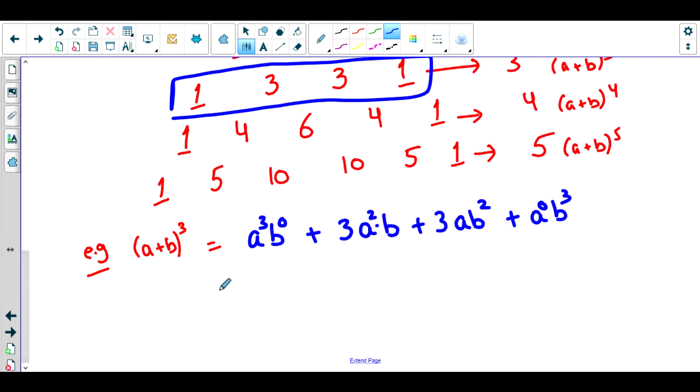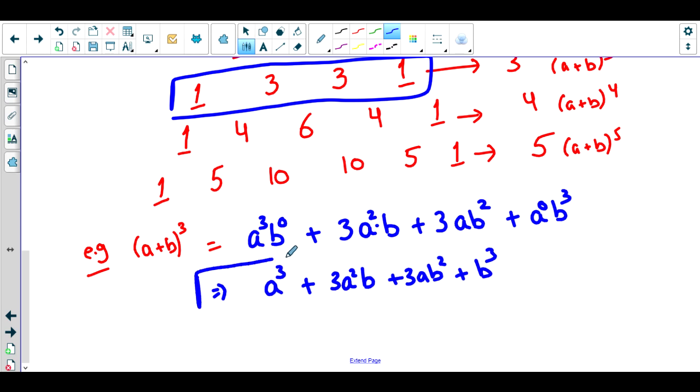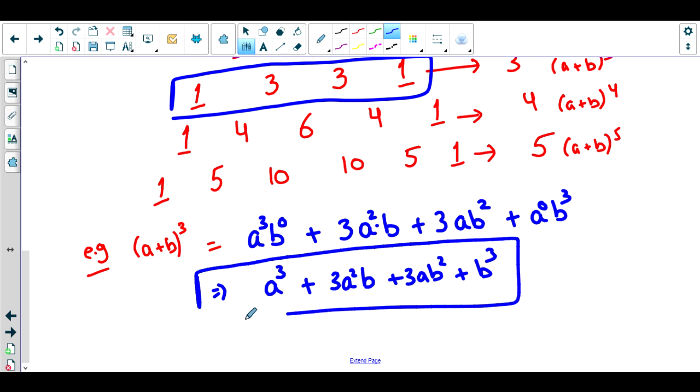So you directly get the formula of a plus b whole cube, which is a cube, because b power 0, anything raised to power 0 is 1, and we have here 3a square b plus 3ab square plus b cube. We got this one directly. Similarly, we can use it for a plus b power 4 and a plus b power 5. We will see in the coming questions how we can use this to our advantage.